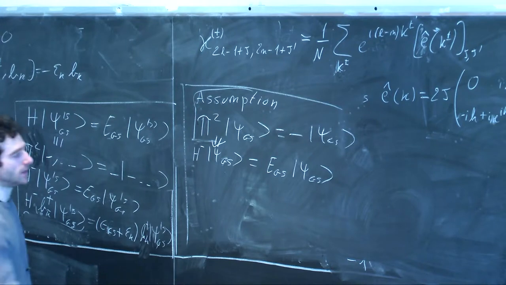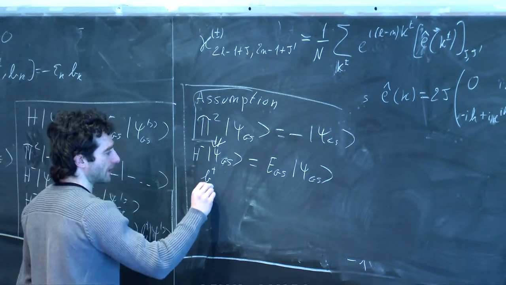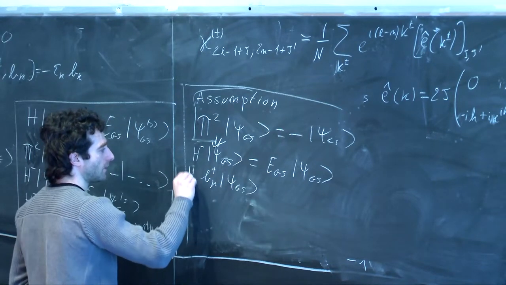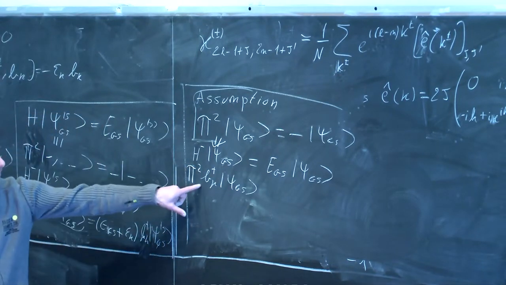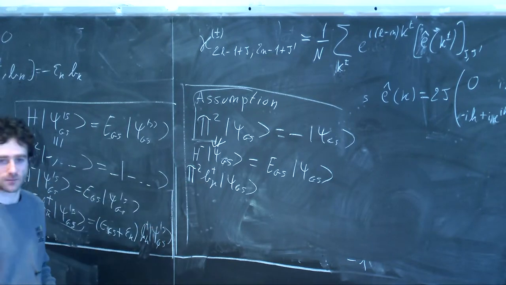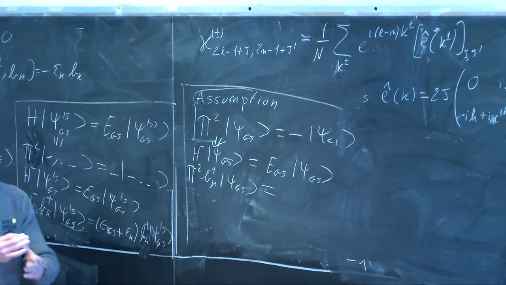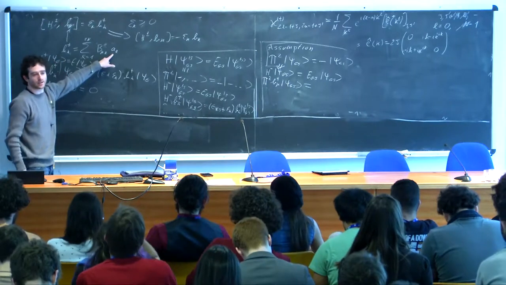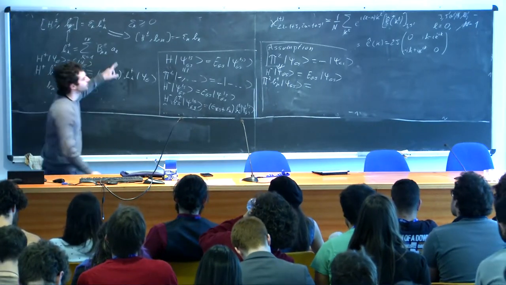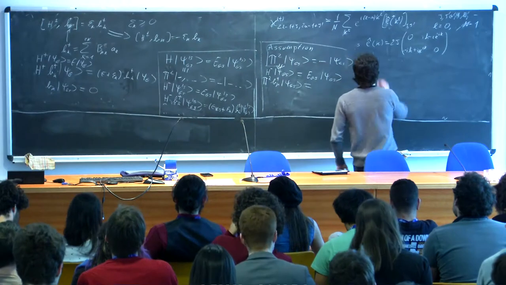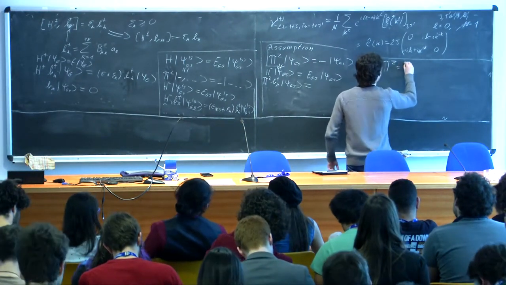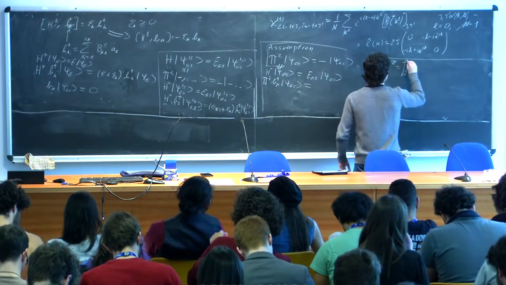Now we consider the state B dagger K applied to psi ground state, and let's check what the eigenvalue is, what is pi z applied to this state. Pi z is the product of sigma z, and B K is a linear combination of Majorana fermions. Pi z was defined as the product from 1 to n of sigma z.